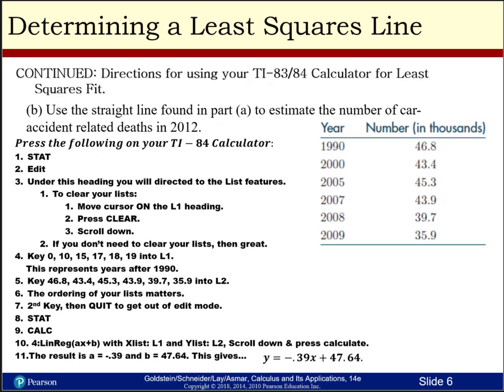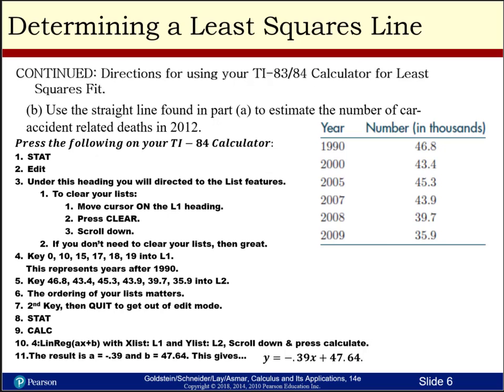Hit the second key, it's your blue or your yellow key depending on which calculator you have. Then you hit quit to get out of that mode. Hit stat, then calc. You're going to go to number 4, which is your linear regression, ax plus b, with your x list being L1, your y list being L2. Scroll down to where it says calculate, then hit enter. The result that you should get is a equals negative 0.39 and b equals 47.64.